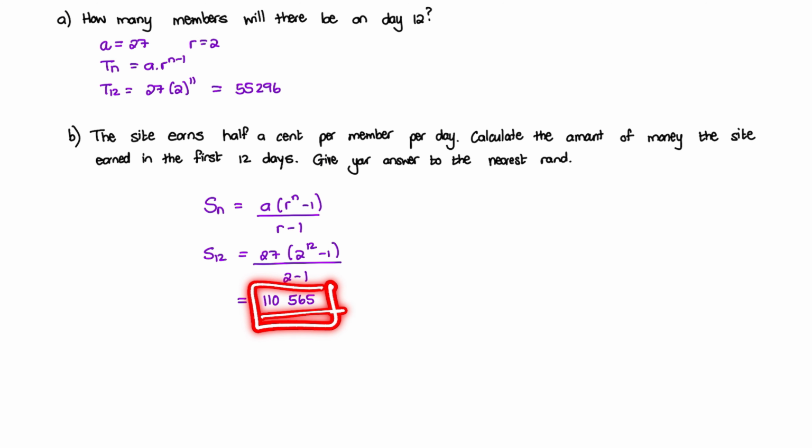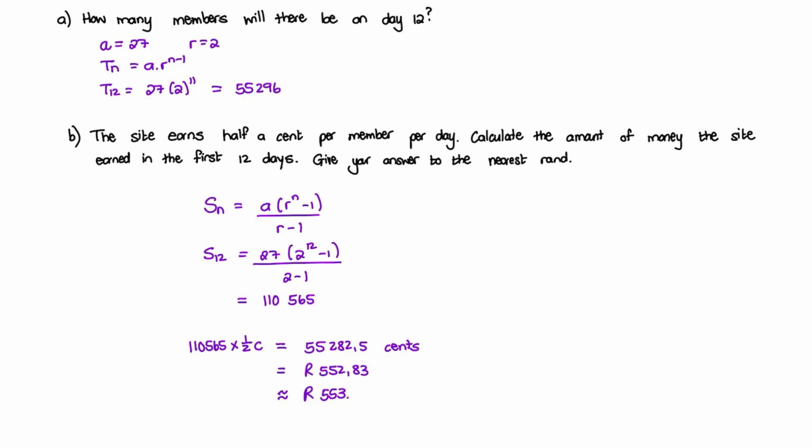110,565. This does not represent the amount of members on day 12, but it rather represents the amount of half a cent that we earned over that period. So if I earn half a cent per day, that means we will earn 110,565 half cents every single day.